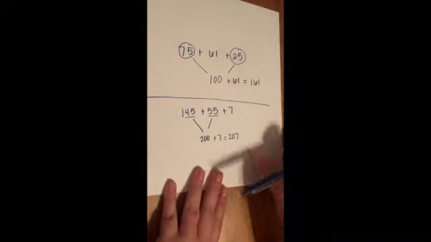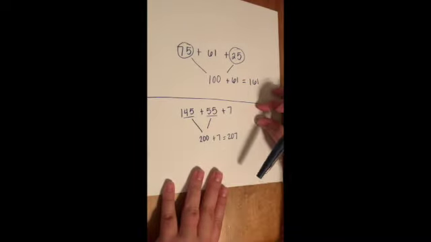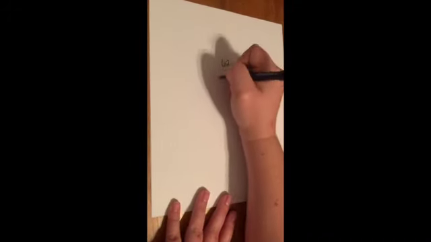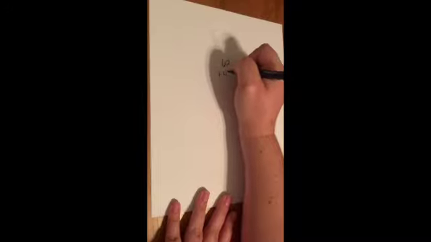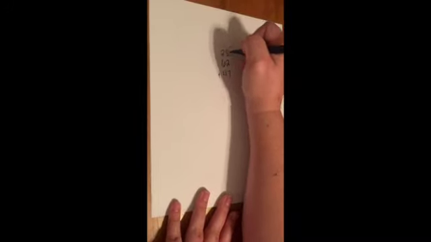Let's try one more time. Even if they're not lined up across horizontally, they could be lined up vertically, but you could still solve with it. So let's try 62 plus 47 plus 28.